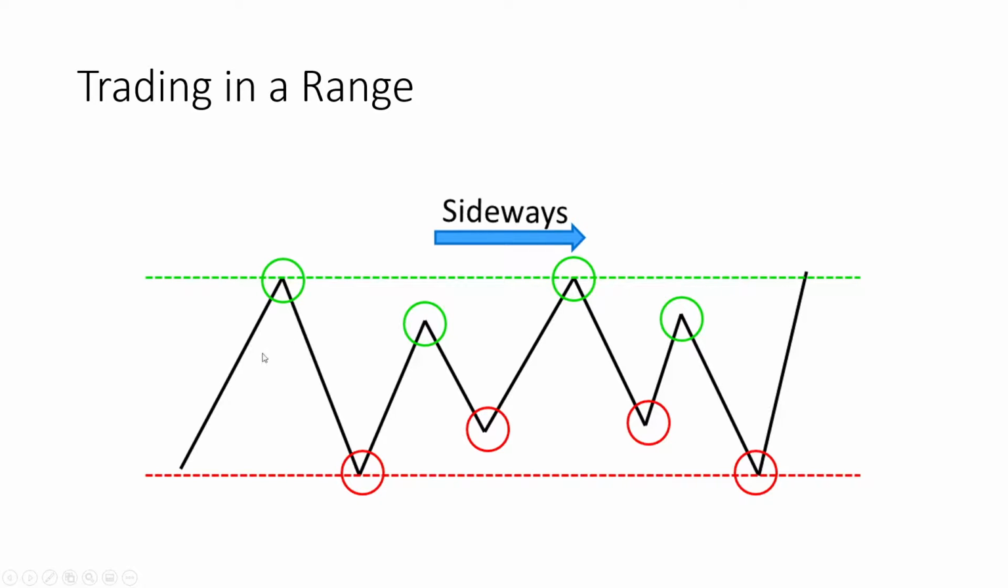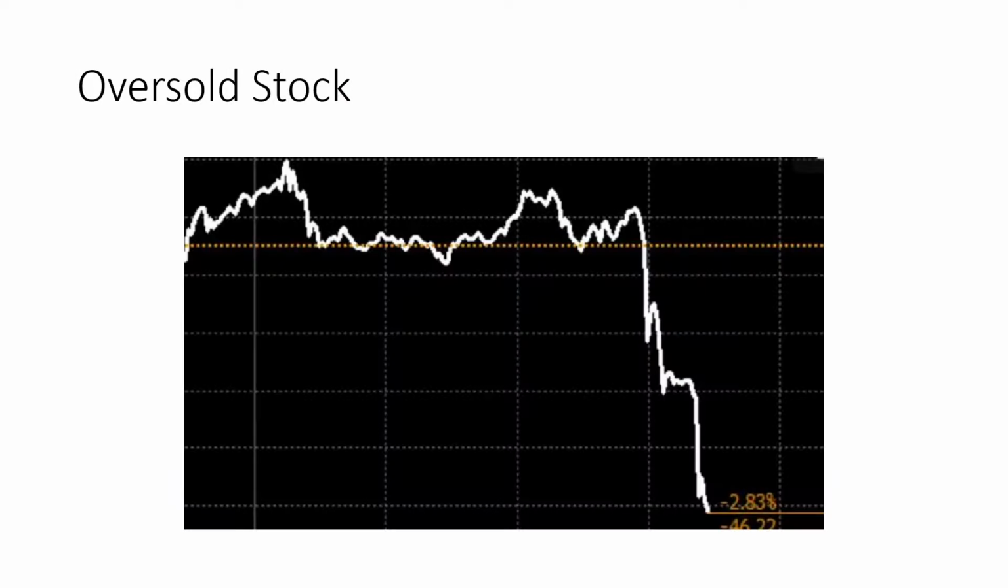You're looking at this thing, you see the stock trading in a range, going up and down. You're easily able to identify this is the high, this is the low. You put your stop loss there, you put your targets there. Simple stuff, trading in a range. Love it. Next one we're going to look at is the oversold stock.